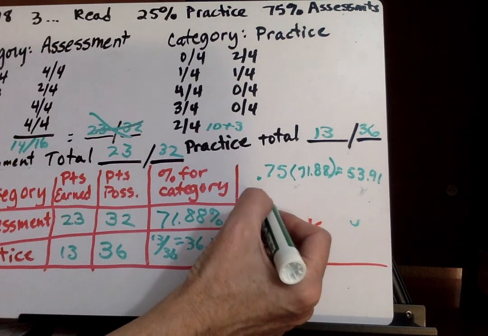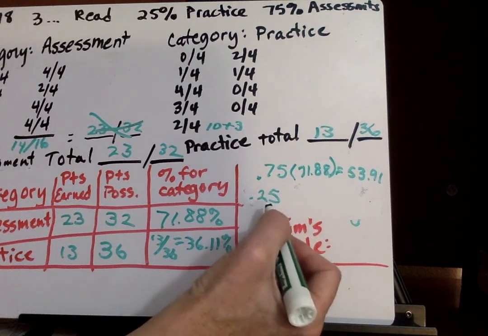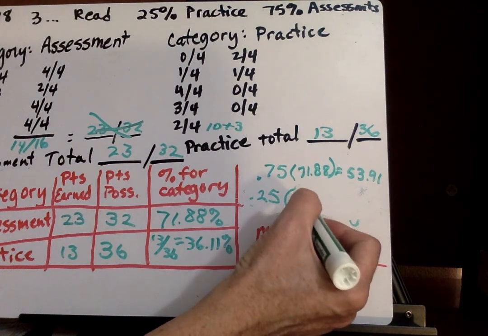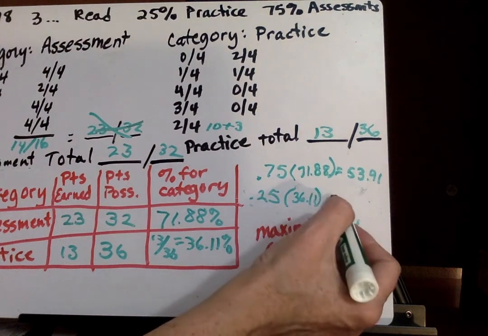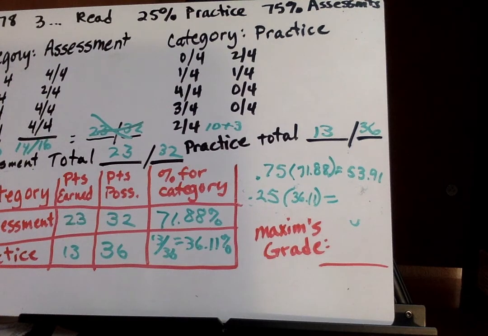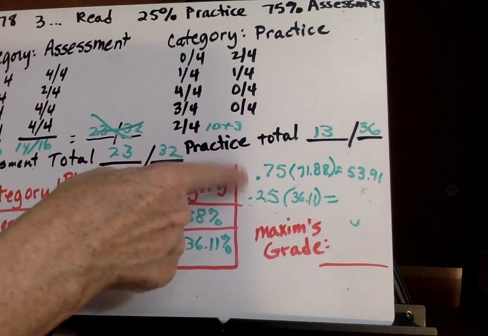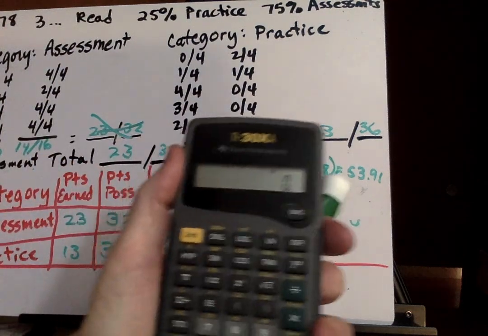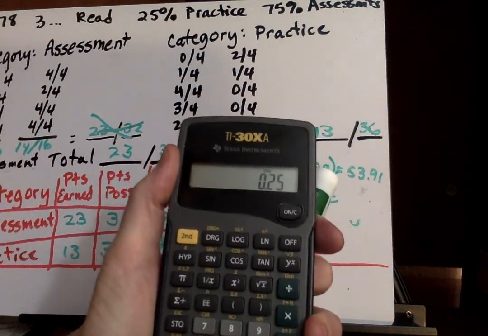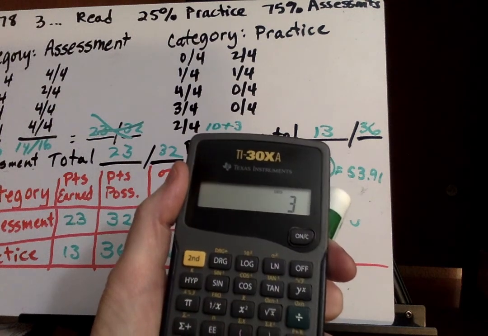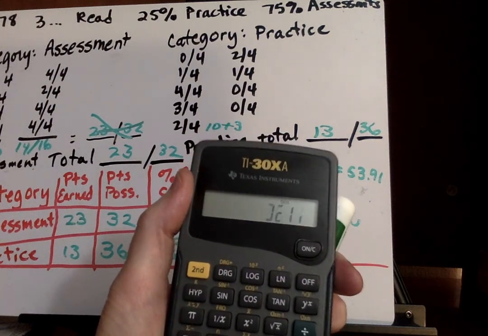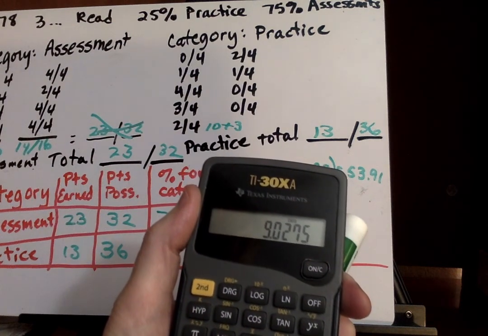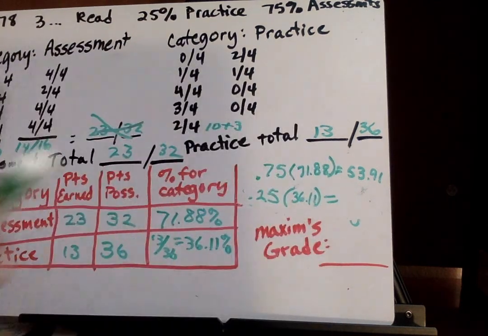Then I take 25% for practice. And practice was 36.11. Okay. And this has to equal 1 when you do the percentages there. So it's 25%, 0.25 times 36.11, and I get 9.0275. I'm going to round it to 9.03.